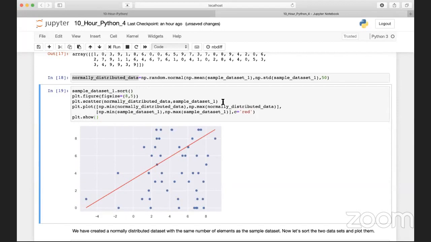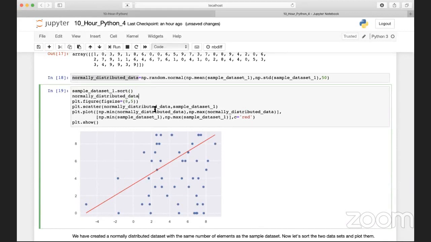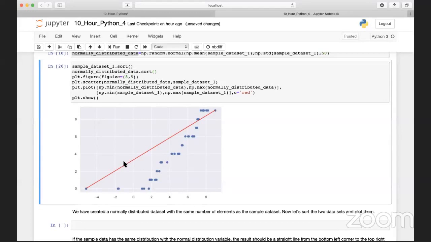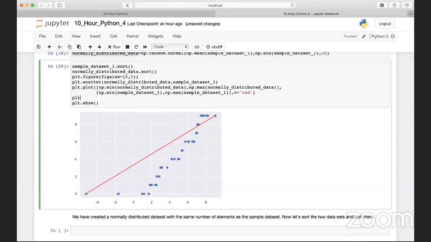Oh, I forgot to sort the normal distributed data. If you don't sort the data, it's something like that. You see, it doesn't give you an idea. Here, it tells you that there's a huge deviation from the 45-degree line. So, which means that our data, let me label the data first to prevent any confusion.